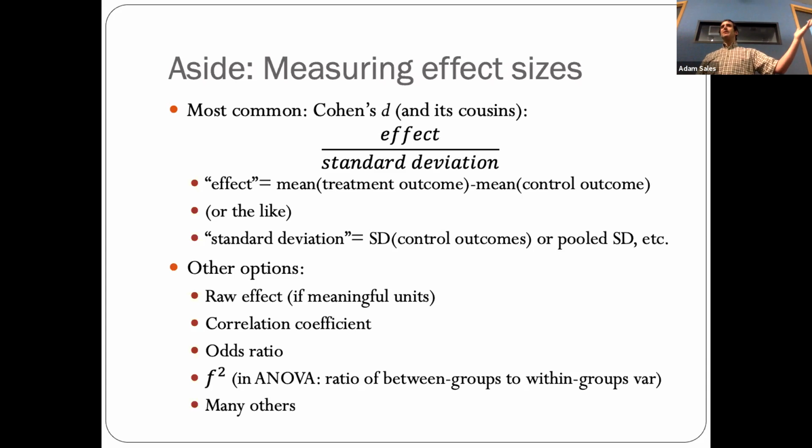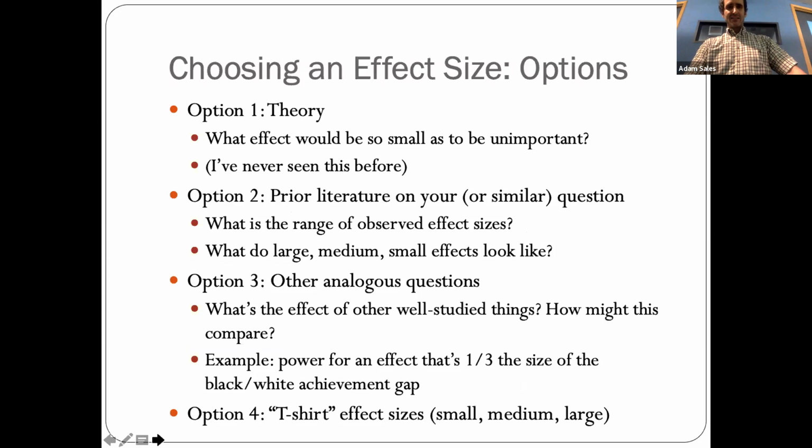Other options: sometimes you just want to look at the correlation between two continuous variables, or if you have two binary variables, an odds ratio as an example. There's F or F squared, which is useful in ANOVAs and other sorts of tests for regression. There are a very large host of others. But most of the time when I talk about an effect, it's Cohen's d or something related to that.